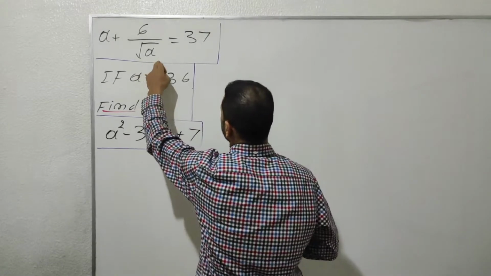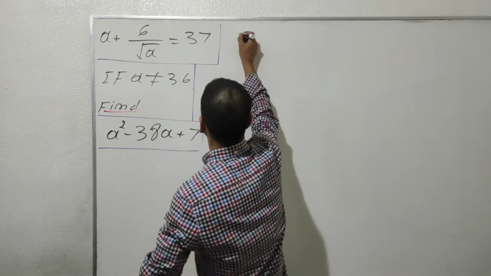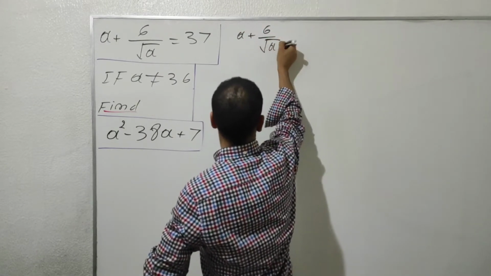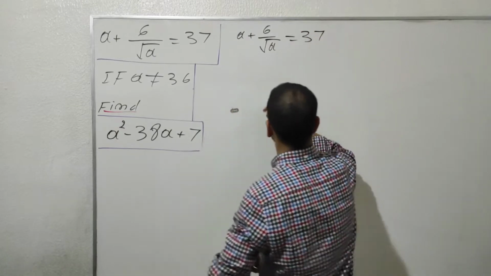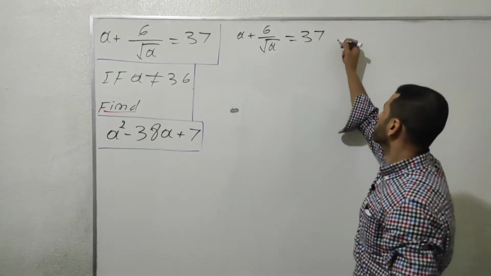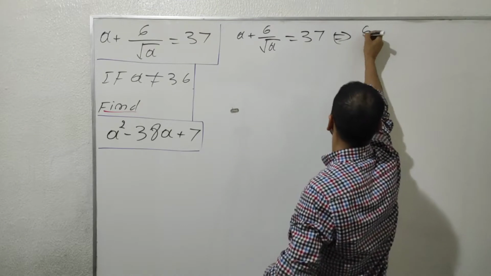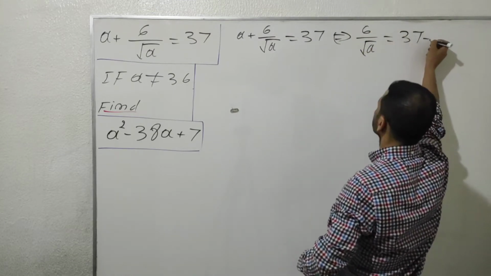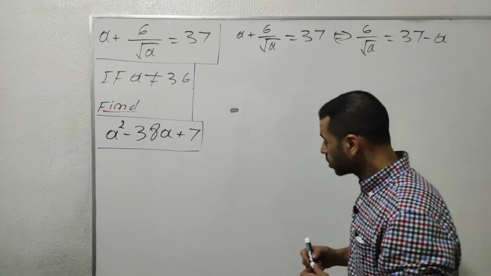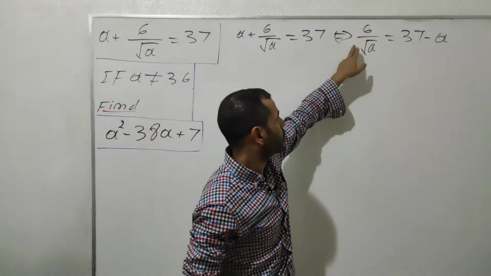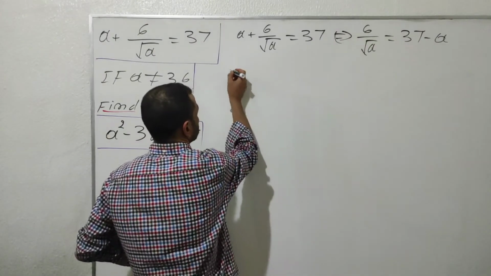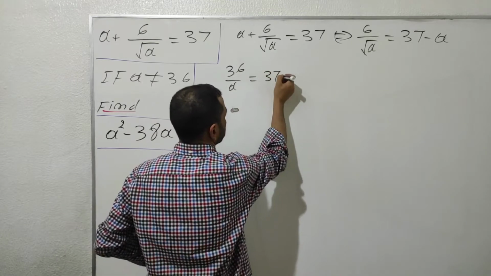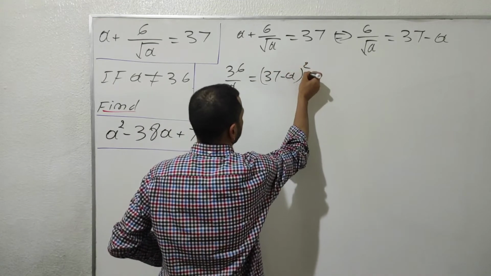So we have this following setup. We have a plus 6 divided by square root of a equals 37. I'm simply going to bring this a to the right side of this equation, so I will get 6 over square root of a equals 37 minus a. Okay. So I'm simply going to raise to the power of 2 on both sides. I will get 36 over a on the left hand side of this equation, and 37 minus a quantity squared on the right hand side.